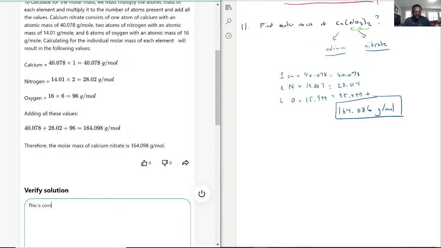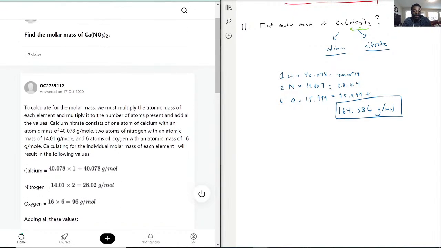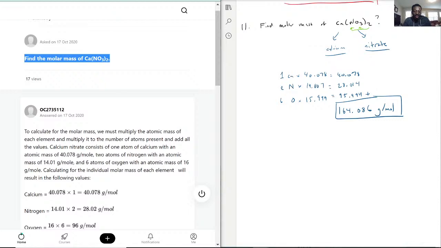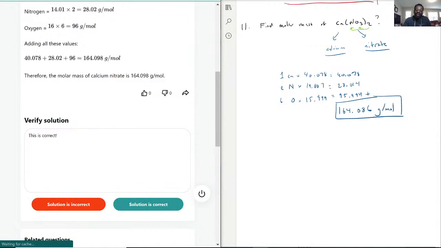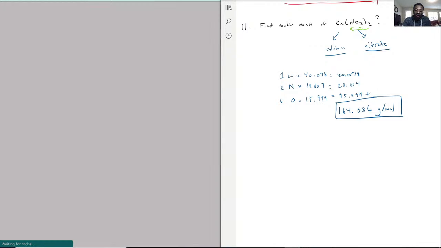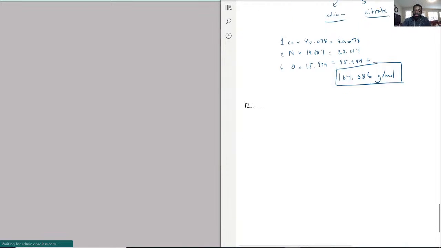So this is correct. And in fact, before I move on, I'm going to make sure that they don't ask anything like to the nearest gram. Okay, good. It's just find the molar mass. So exactly. We both did it correctly. We weren't missing any information. Now move on to question 12.